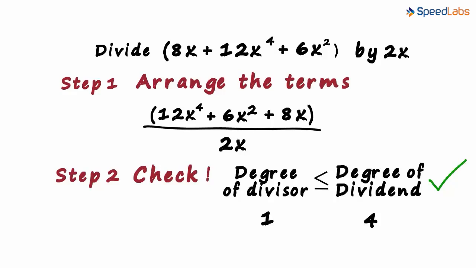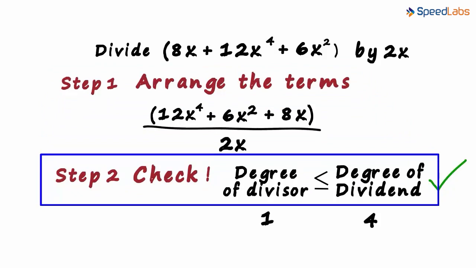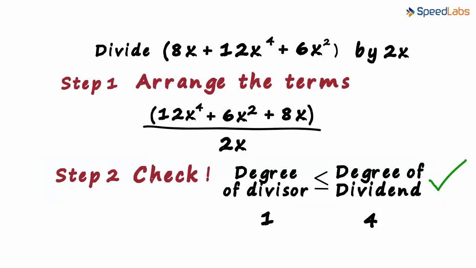This is where we left off in the previous video. First, we arranged the terms in the descending order of their exponents. Then we check if the degree of the divisor is less than or equal to the degree of the dividend. We proceed with the division only if this is true. We proceed since 1 is less than 4.